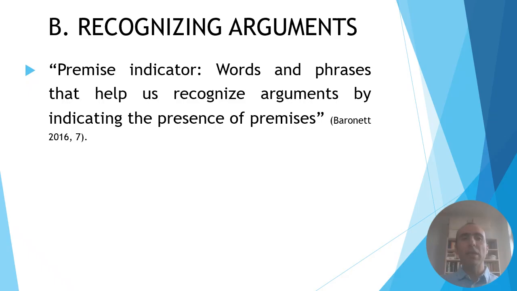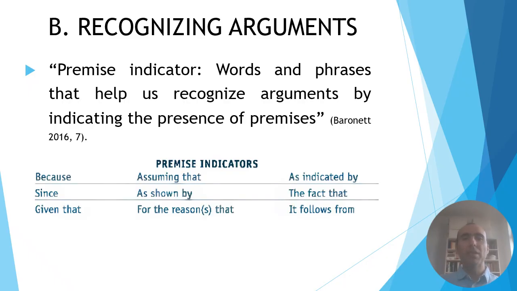Now, a premise indicator is a word or a phrase that helps us to recognize arguments by indicating the presence of premises. Premise indicators are because, since, given that. You can read all of the other premise indicators in section B of the first chapter of the textbook.